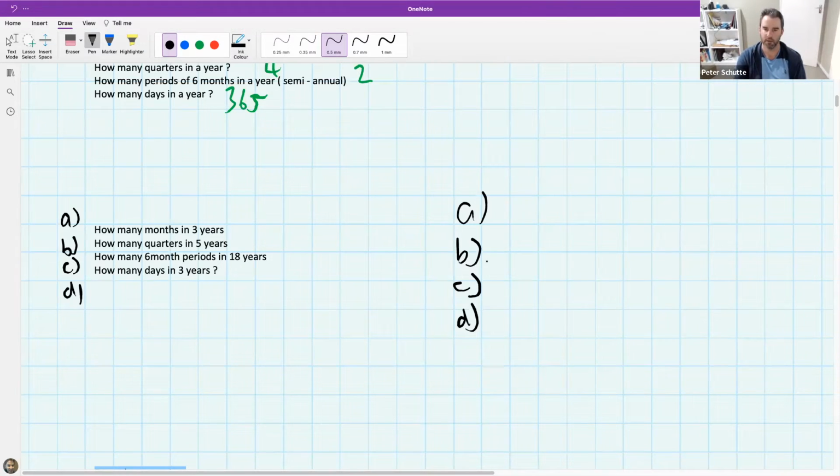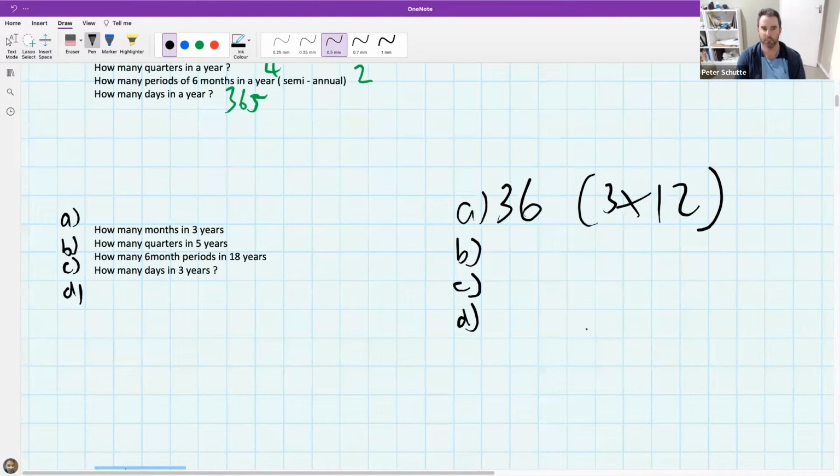So I can see lots of students are saying 36, which is correct. What about B? It's going to be 20 because it's 5 times 4. What about C?